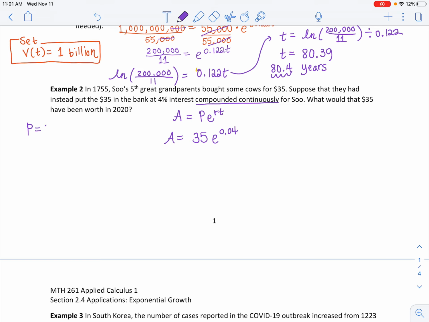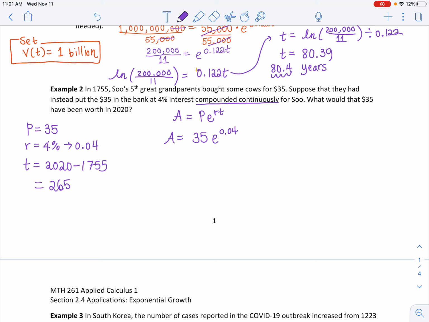I was excited to figure out if I'm going to be a millionaire then. But P is 35. Okay. R is 4%, so I'm using 0.04. And T is how many years after 1755? So I'll do 2020 minus 1755. So how many years ago is that? 2020 minus 1755 is 265 years ago.